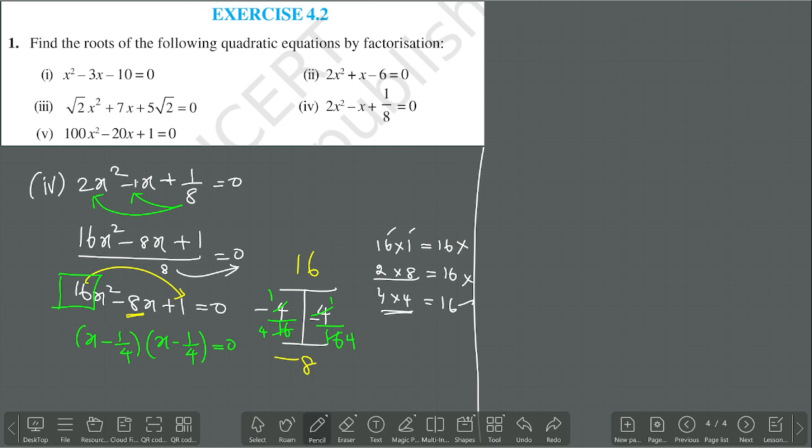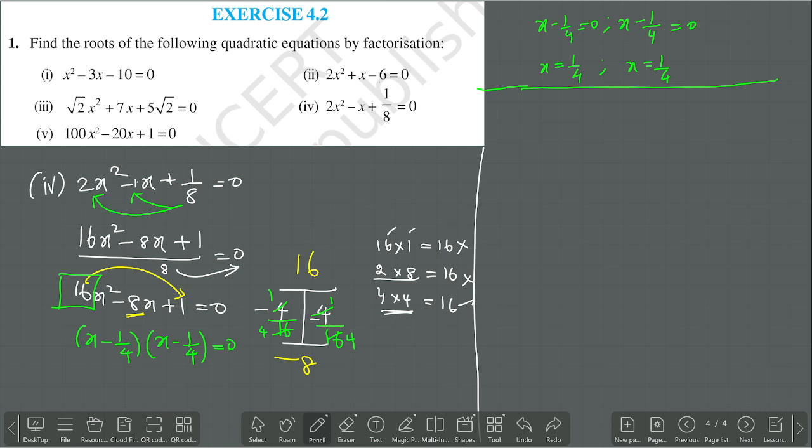X minus 1 by 4 equal to 0, or the second one, x minus 1 by 4 equal to 0. When you send minus 1 by 4 across, the opposite is plus 1 by 4, here also plus 1 by 4 we are getting. So this is my required answer for the fourth one. Is it okay, children?